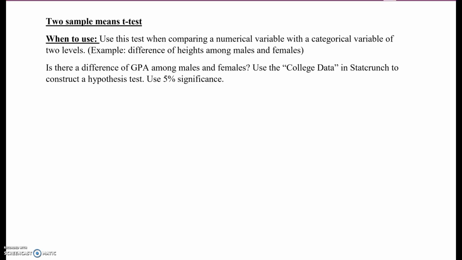So here is a two-sample mean t-test. Now we have two different means. So when do we use this? We use this test when comparing a numerical variable with a categorical variable of two levels. So now we have something that's numerical, so we left the whole categorical sequence, and now we have numbers. And now we want to compare it with a categorical variable of just two levels.